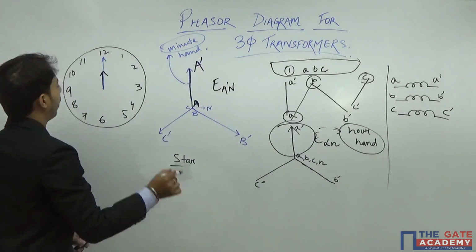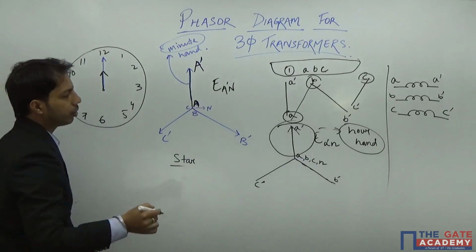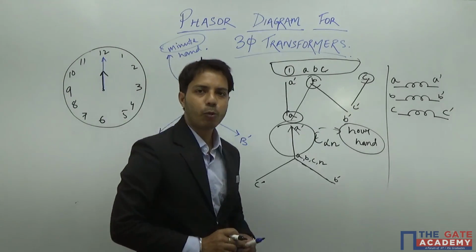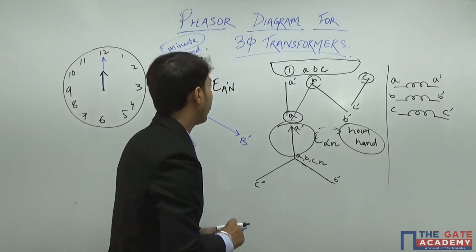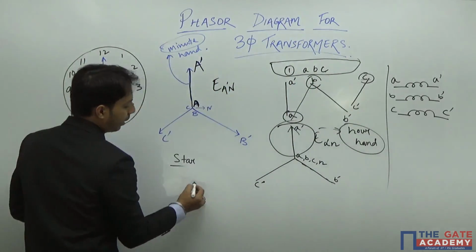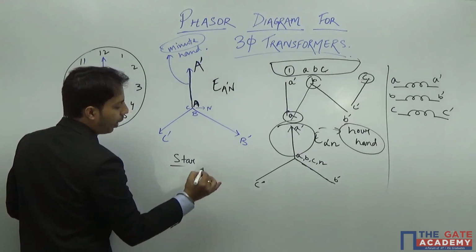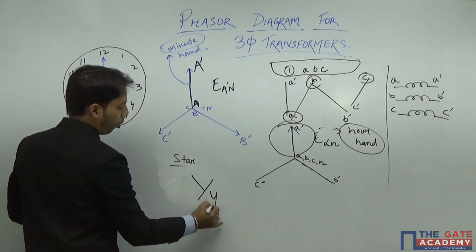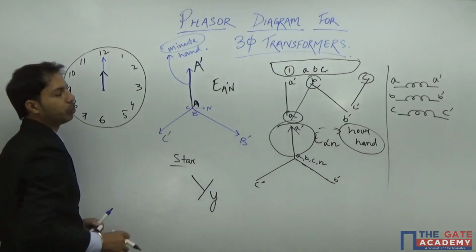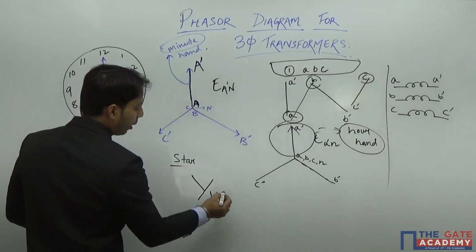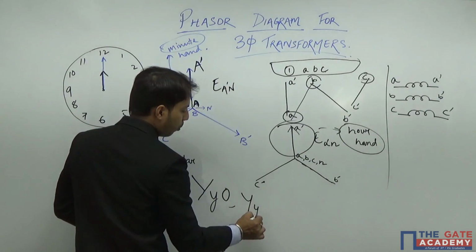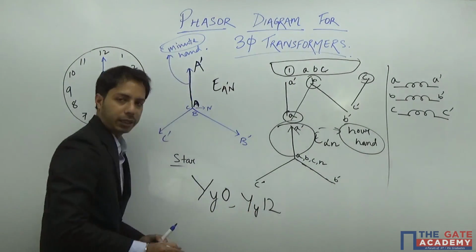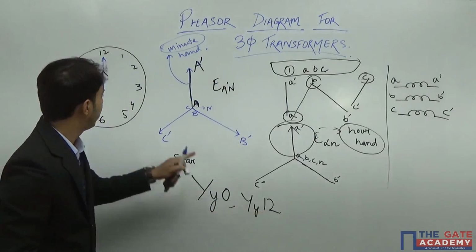So this is also along this. So I can say that in a watch, if it is represented, I will say that this is 12 o'clock. Or I can say in this way, primary I can represent by big Y, secondary by small y, and the phase difference between them is 0 degrees. So I can say that it is y 0 or y 12. Same thing. 12, why? Because it is 12 o'clock.